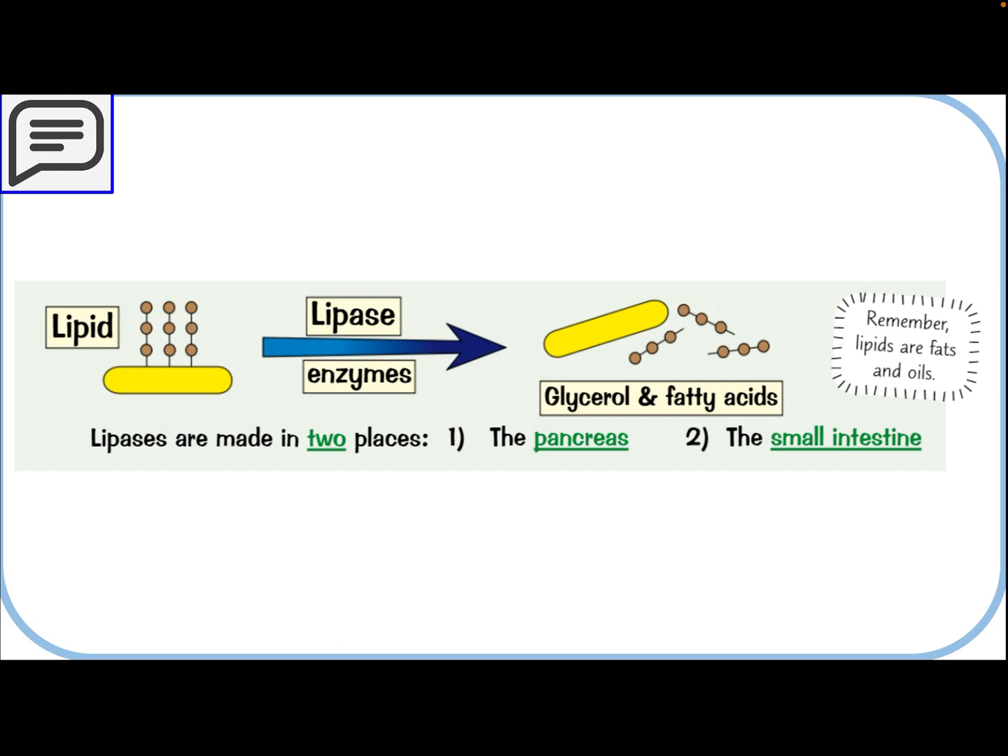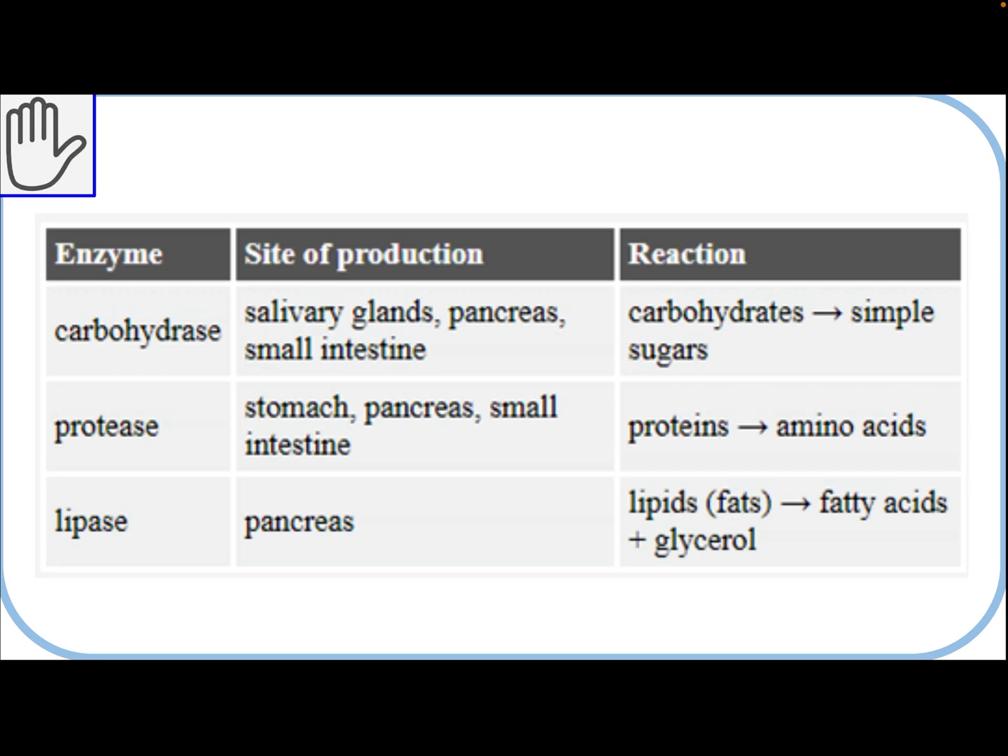Some questions for you. Why is physical digestion important? Physical digestion breaks the food down into smaller pieces to allow it to be swallowed and increase the surface area to speed up the chemical digestion. How is chemical digestion different to physical digestion? So physical digestion breaks the food into smaller pieces. Chemical digestion uses enzymes to break the food down into different products.